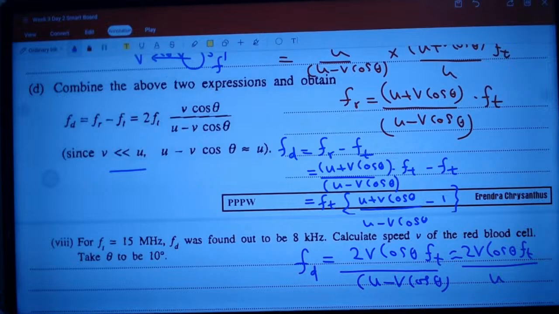For 15 megahertz, FD was found to be 8 kilohertz. Calculate V for the red blood cell. Take theta to be 10 degrees. So let me do the substitution here.